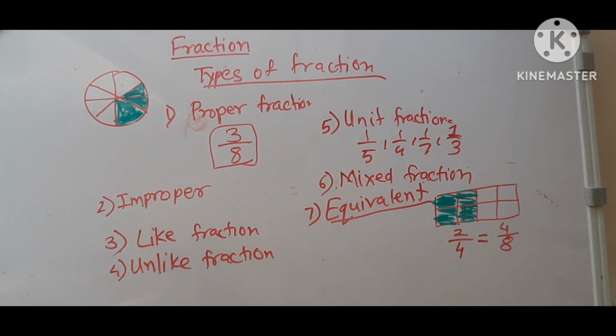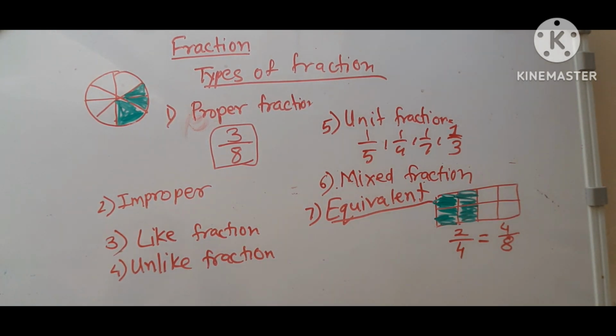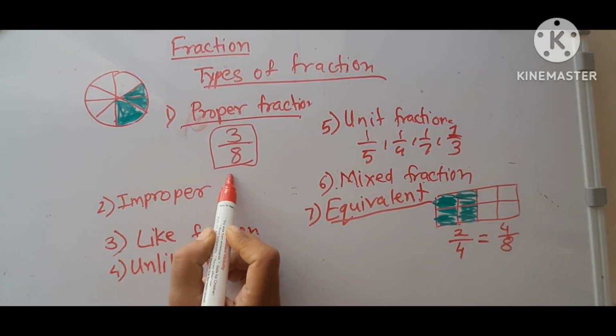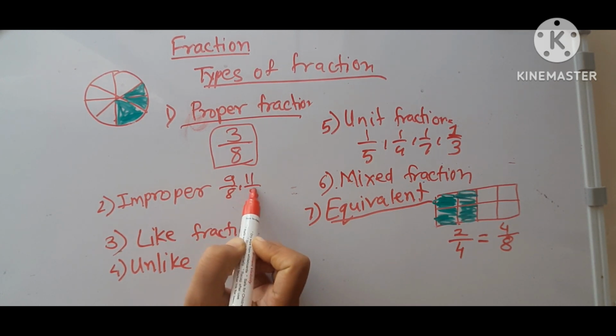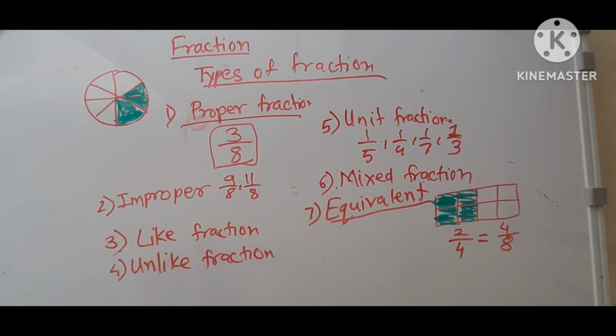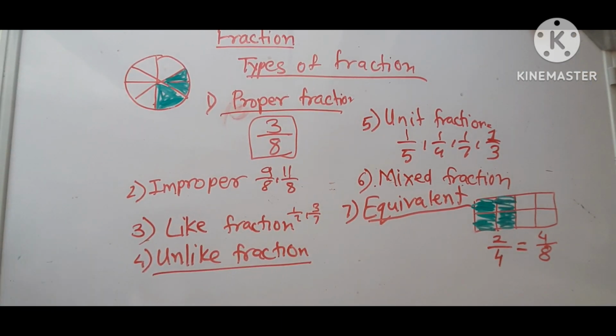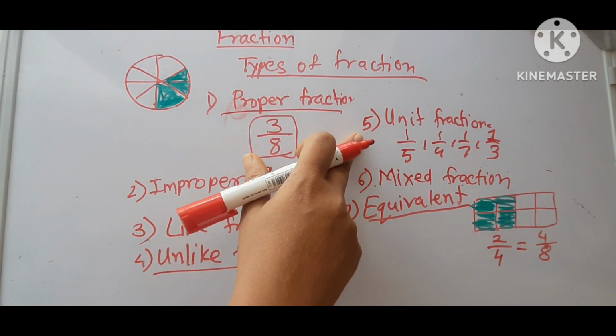Okay. So what we have learned right now is types of fraction. There are 7 types of fraction. Proper fraction, when the numerator is smaller than the denominator. It makes proper sense. Improper fraction, when the numerator is greater than the denominator, like 9 by 8, 11 by 8. These are improper fractions. Like fractions, fractions having the same denominator, 1 by 7, 3 by 7. They are like fractions. Unlike fractions, fractions with different denominators, 3 by 5, 5 by 7. These are unlike fractions.